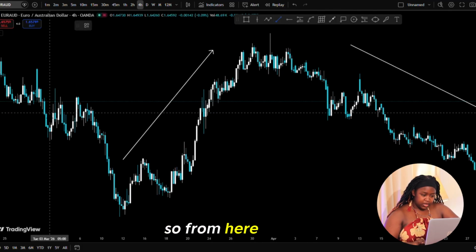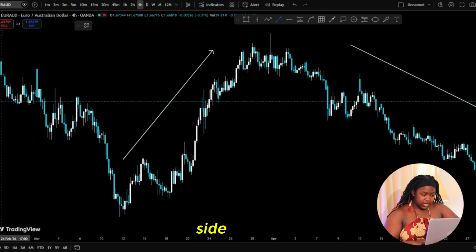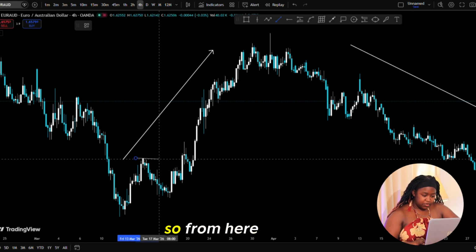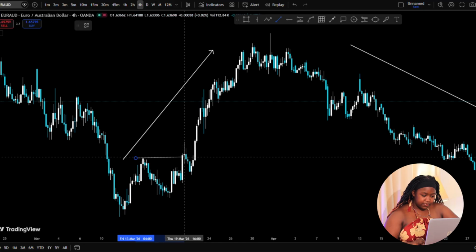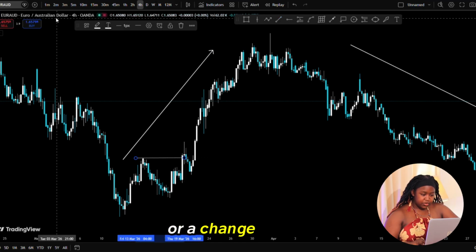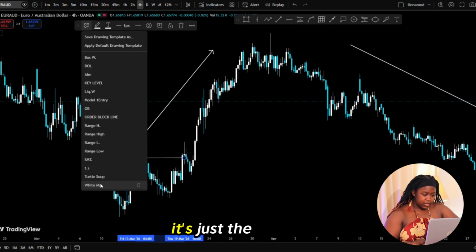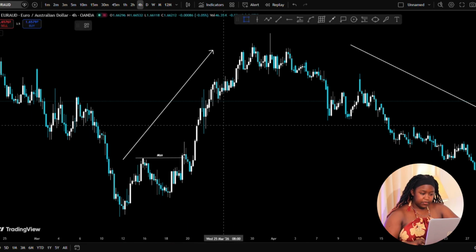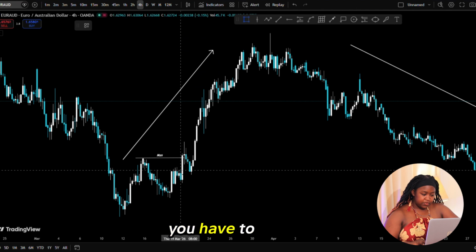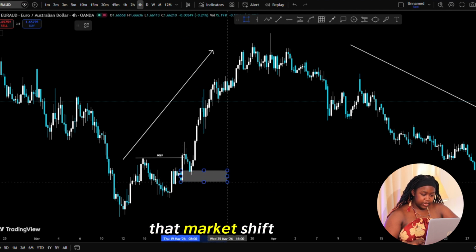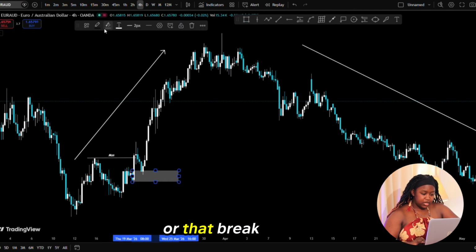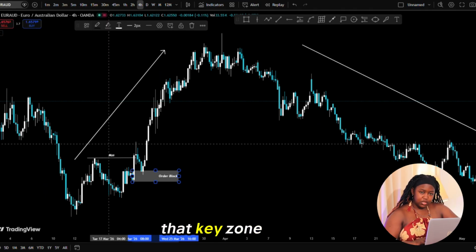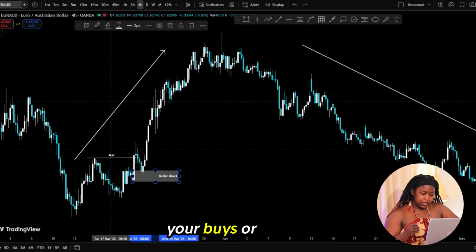From here, as you can see on this side, we were moving to the downside, meaning price changed trend from here. So from here we have a market shift or a change of character. It's just the same thing. And I told you guys you have to mark the key zone that caused that market shift or that break of structure, so that you wait for price to retrace to that key zone before you place your buys or your sells.